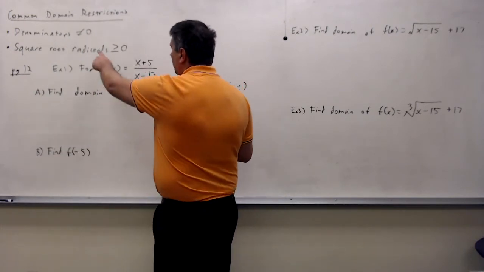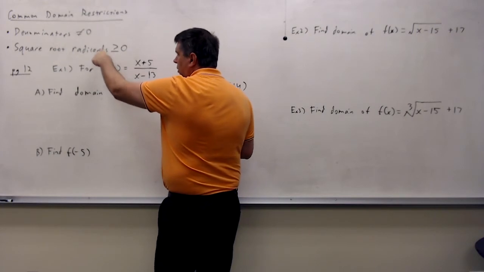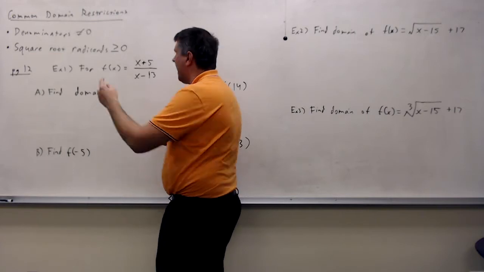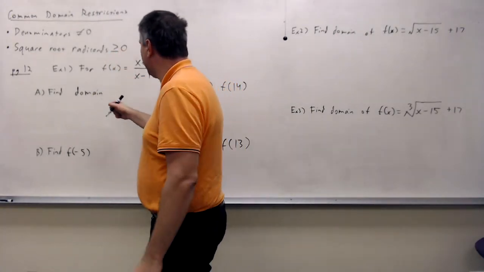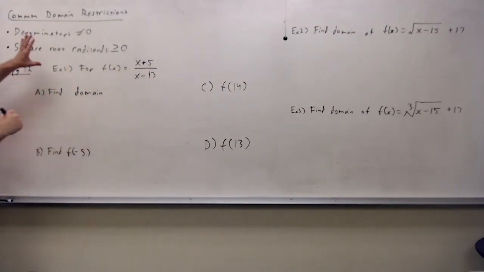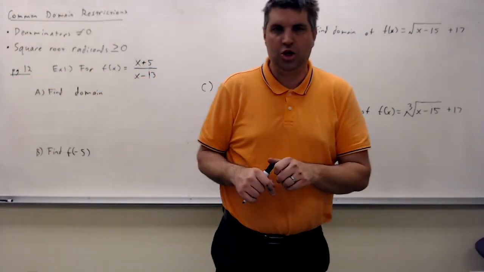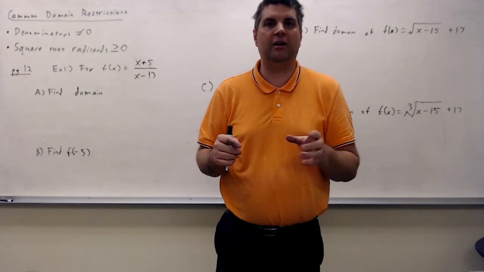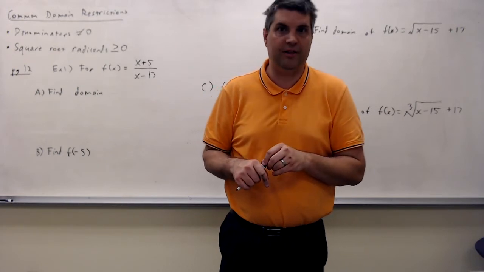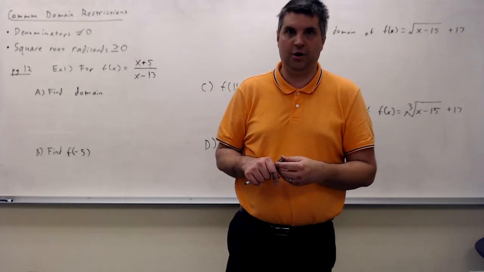Also, square root radicands must be positive or 0. Square roots of negative numbers are non-real, so the radicand for a square root function must be greater than or equal to 0. Okay, we're going to see both of these in action on this screen. When you are calculating a function value, you include everything. But when you're doing the domain, you include only what's relevant to the question of the domain.